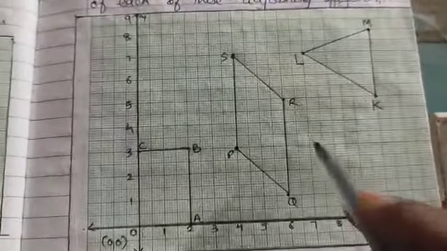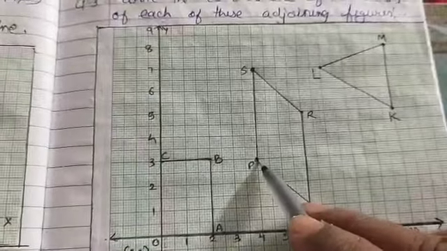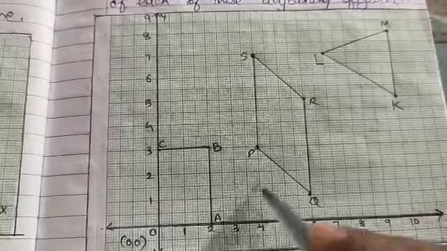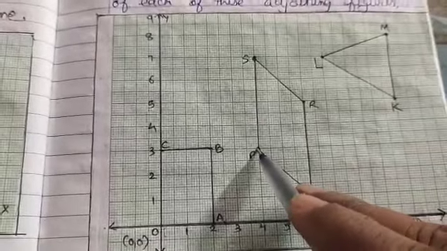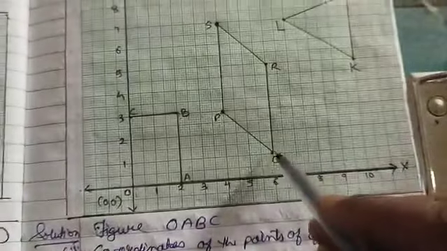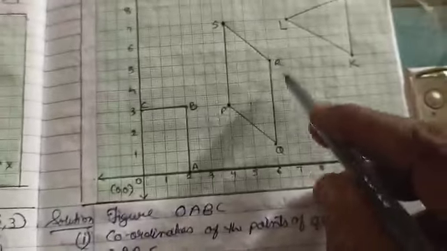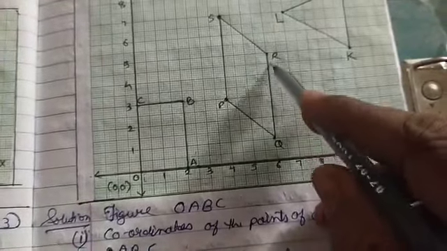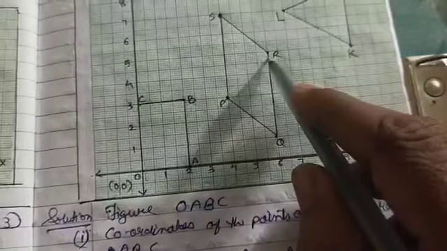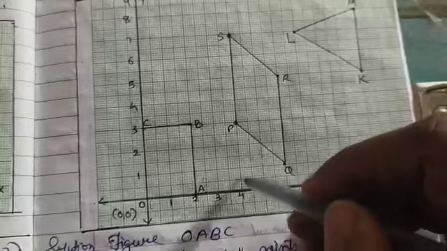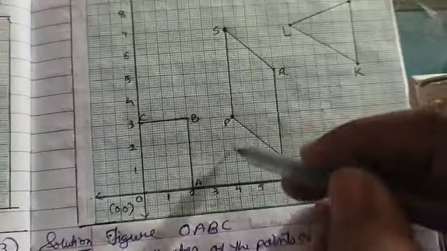Now next one, the x and y coordinates of P. If we see from the x axis it is 4 and from the y axis it is 3. So write down 4 and 3. And for Q, the x coordinate is 6 and the y coordinate is 1. Write down 6 and 1. Then for R, the x coordinate is 6 and the y coordinate is 5. So write down 6 and 5. And for S, the x coordinate is 4 and the y coordinate is 7. That is 4 and 7.